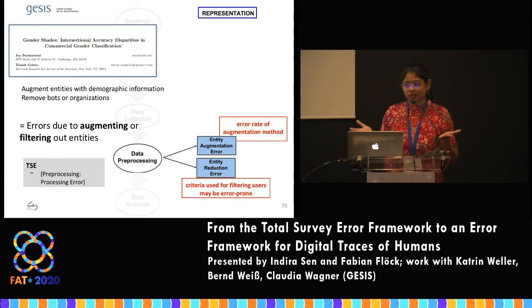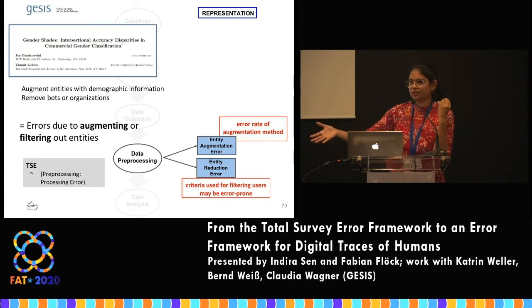And that's very problematic. If you use some of these methods in this influenza example, it could be that the data actually says that black women have a higher susceptibility to the flu, but because you use some of these tools, it just says that it's actually black men. And that's very problematic, and that's the entity augmentation error.